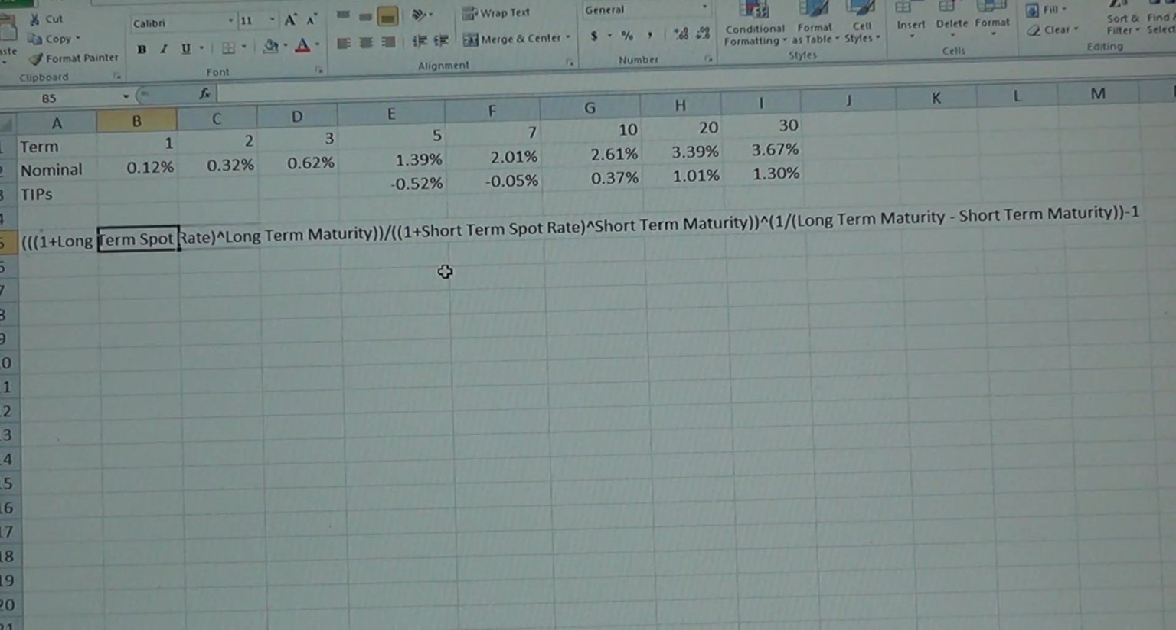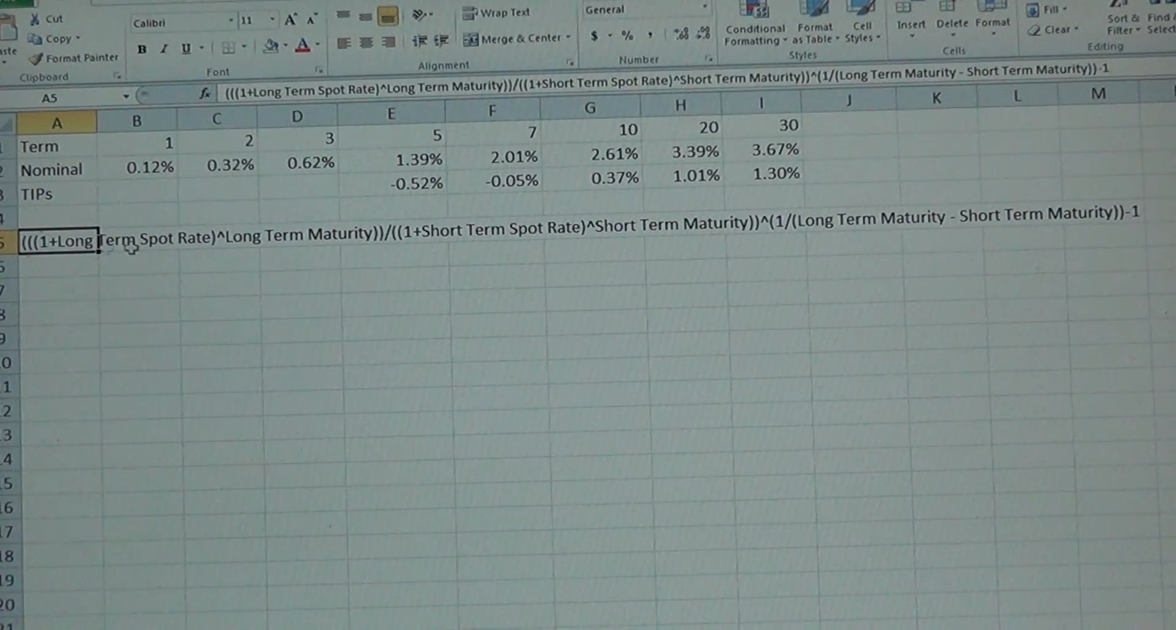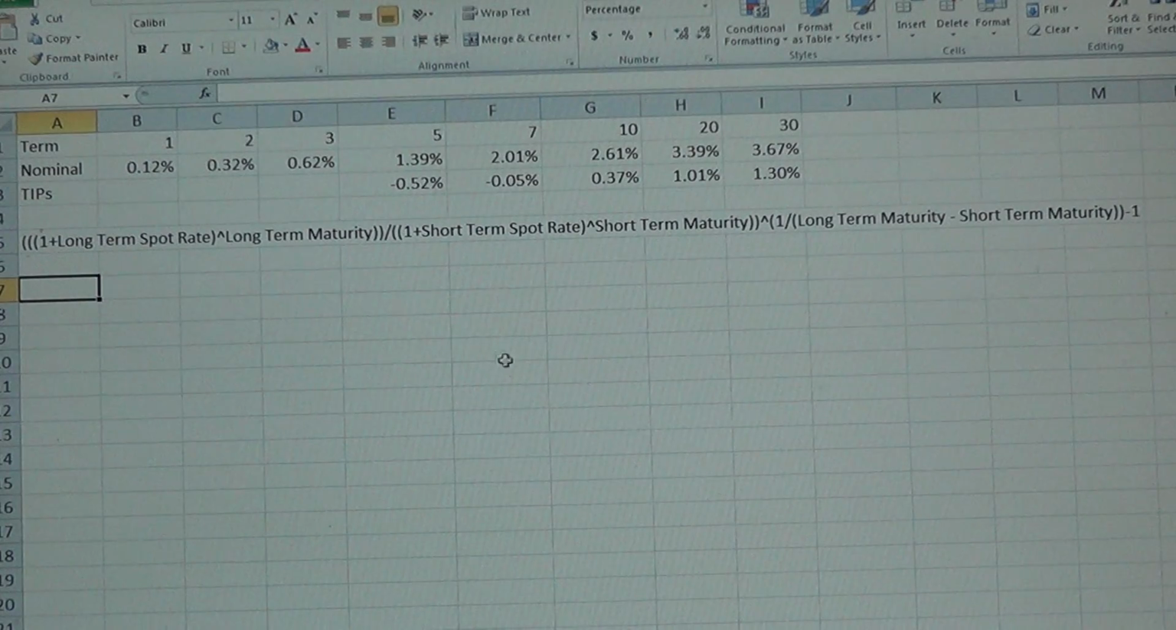We'll still use the same formula: 1 plus the long spot rate raised to the 10th power. So we use the 10-year treasury, 1 plus the 10-year rate raised to the 10th, divided by 1 plus the 5-year rate raised to the 5th. So take that fraction, and we'll raise it to the 1/5 power minus 1. All we've got to do, though, is do that for both the nominal and for the TIPS.